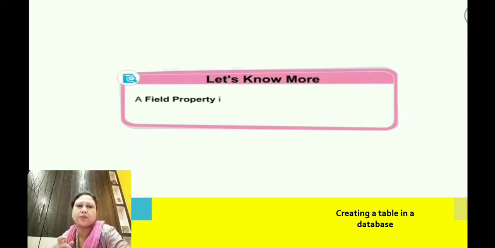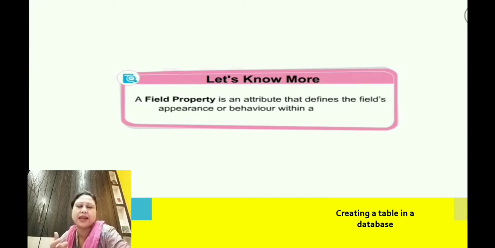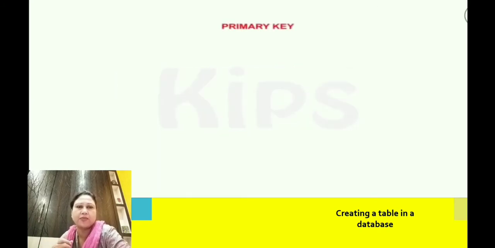So what is a field property? Please underline: a field property is an attribute that defines the field's appearance or behavior. That means how many characters it can store. All this can be assigned in a field property.